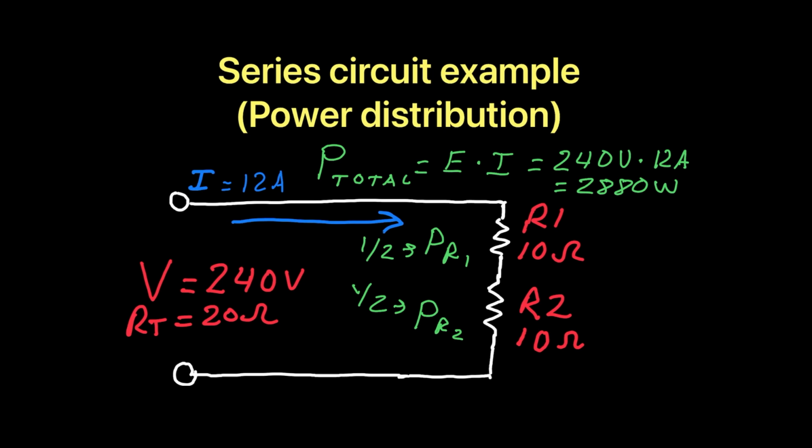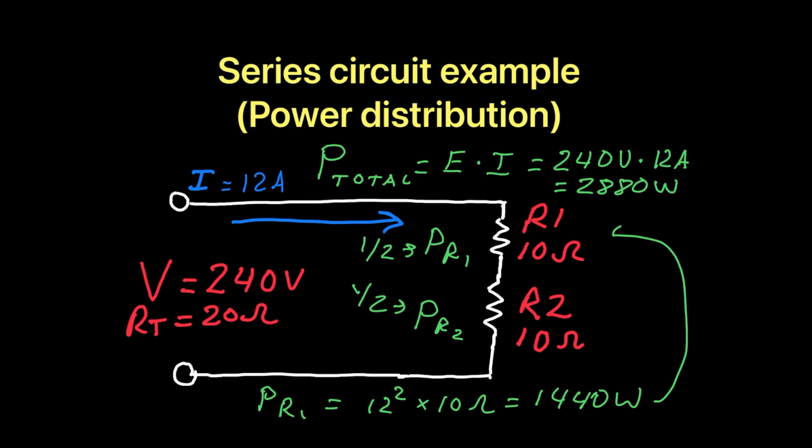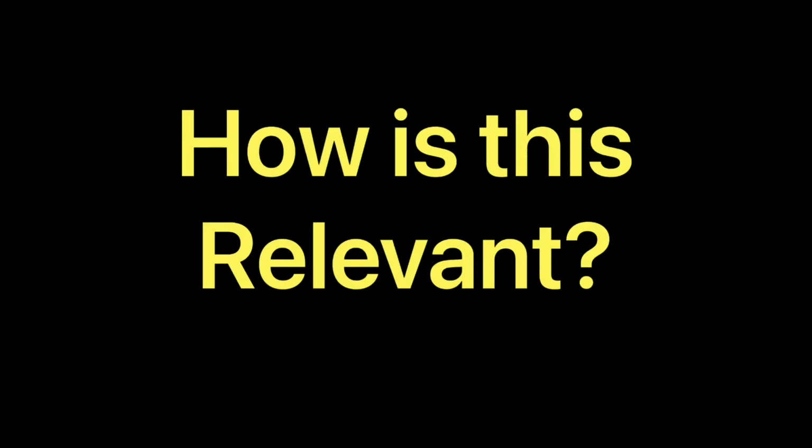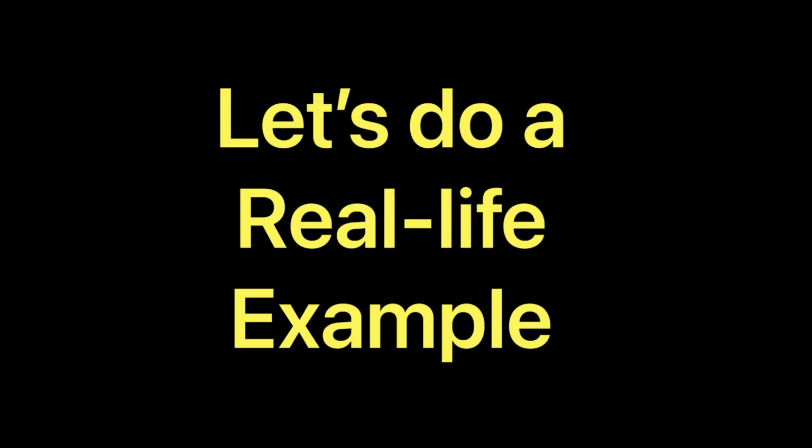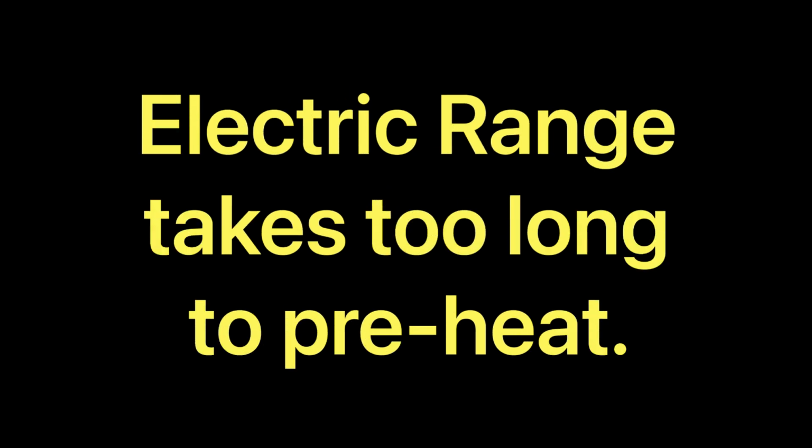That's because using another power equation, P equals I squared R, you would have 12 amps squared, or 144, times 10 ohms, which is equal to 1,440 watts, which is 1/2 of the total power allocated to the circuit. So how is this all relevant to field technicians? It's quite relevant, actually. Let's do a problem based on something that technicians encounter quite frequently.